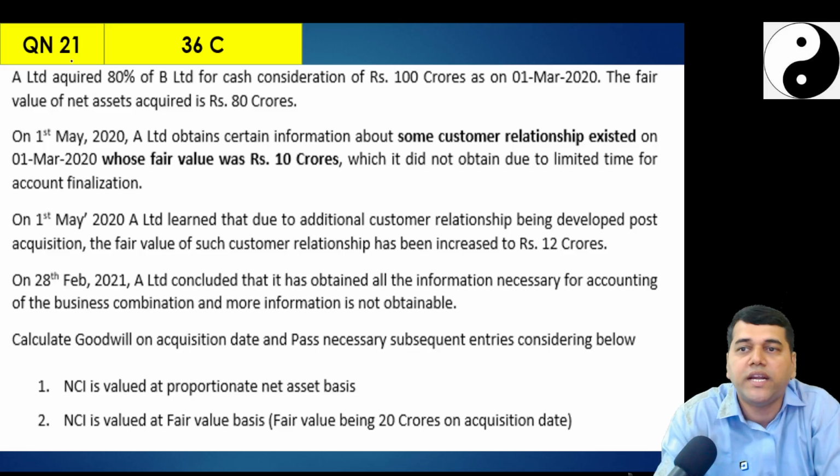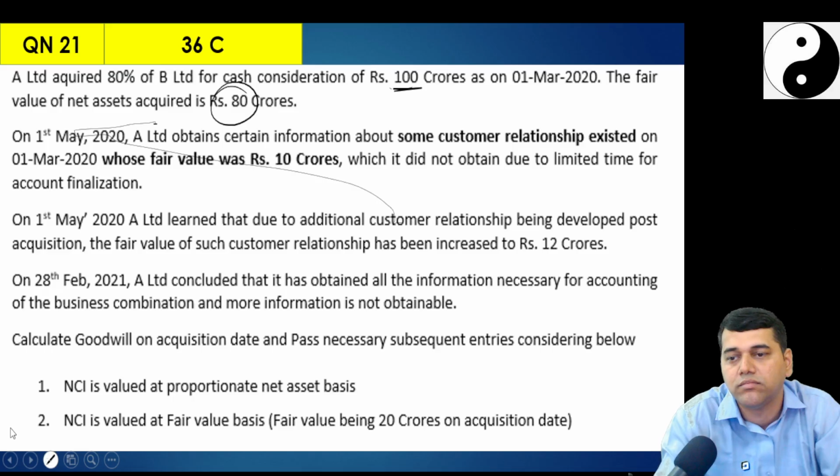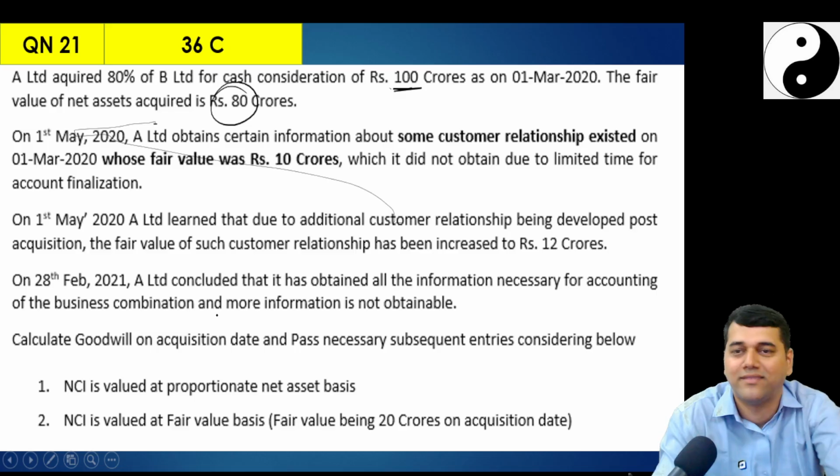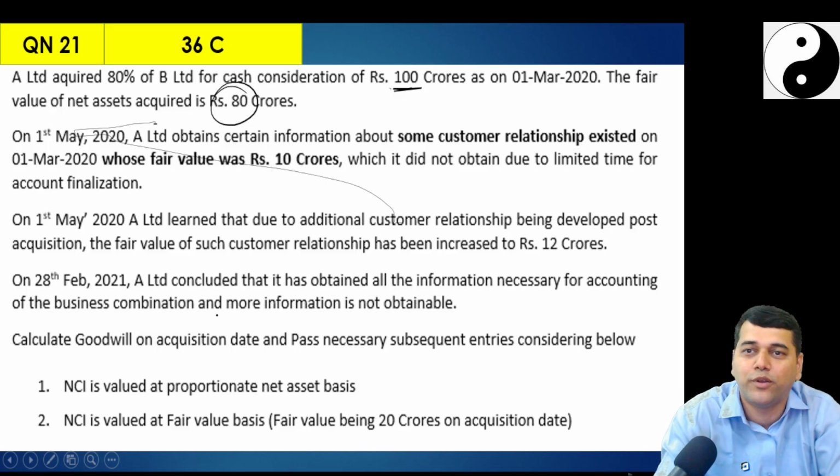A Limited acquired 80% of B Limited for cash of 100 crores. Fair value of the assets is 80 crores. What is my goodwill? Be careful. Because you didn't acquire 100%, no, then you would have said 20. So no goodwill.